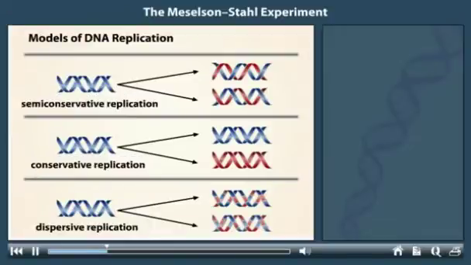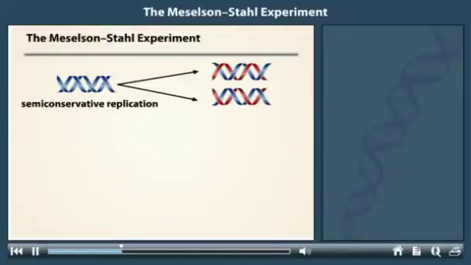Although Watson and Crick proposed the model of semi-conservative replication, at the time no evidence existed to prove that this model was correct. To solve this problem, the scientists Matthew Meselson and Franklin Stahl designed an experiment to test Watson and Crick's model of replication. The key to the Meselson-Stahl experiment was devising a strategy to distinguish between old versus newly synthesized DNA.